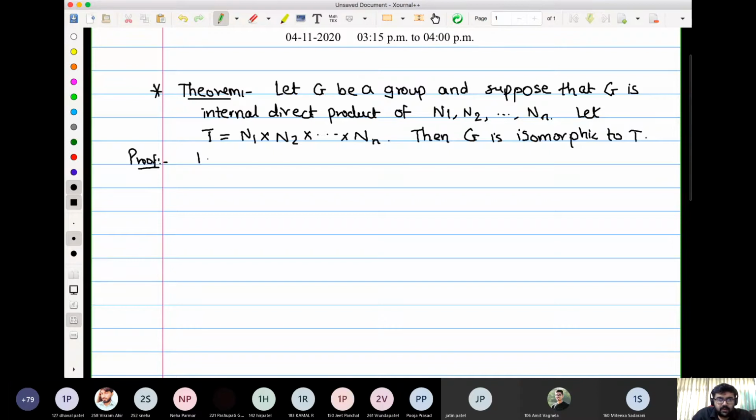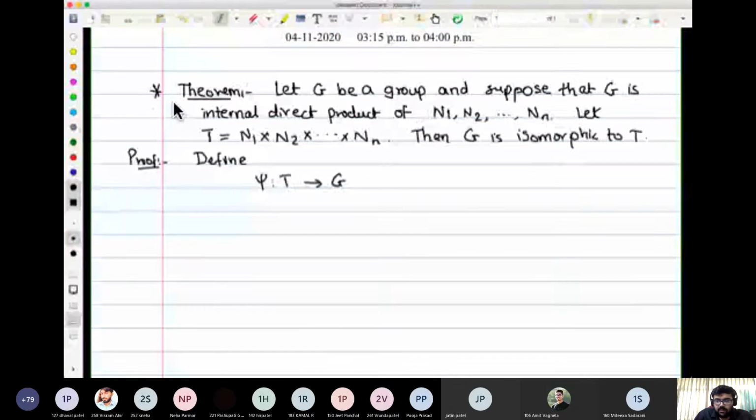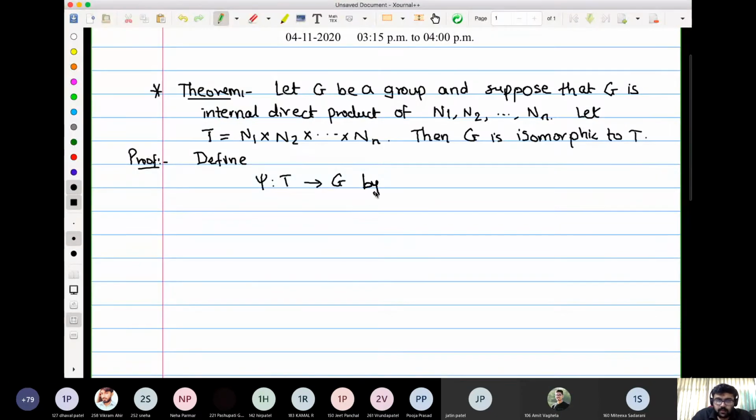So let us define a map from T to G. Define psi from T to G. How do we define? Any idea? Psi of what should be what? Okay, I will define it. No one? No hands raised.